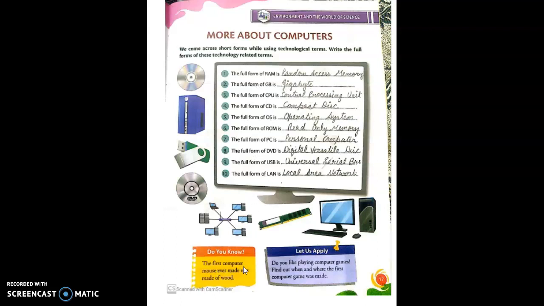Now, do you know the first computer mouse ever made was made of wood? Oh, amazing! Let's apply. Do you like playing computer games? Find out when and where the first computer game was made. Now this is your activity. I hope you all understand the concept and you will learn the full forms of these short form words.